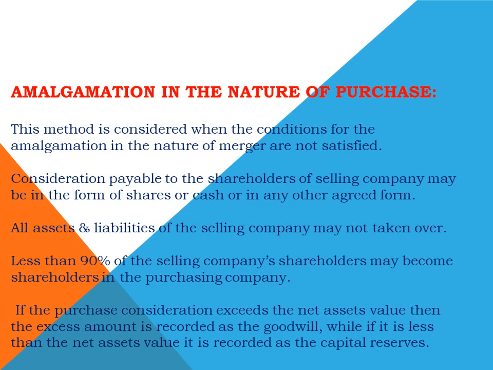Next one is amalgamation in the nature of purchase. This method is considered when the conditions for the amalgamation in the nature of merger are not satisfied. So this method will be applicable. Consideration payable to the shareholders of the selling company may be in the form of shares or cash or in any other agreed form. All assets and liabilities of the selling company may not be taken over. Less than 90% of the selling company's shareholders may become shareholders in the purchasing company.